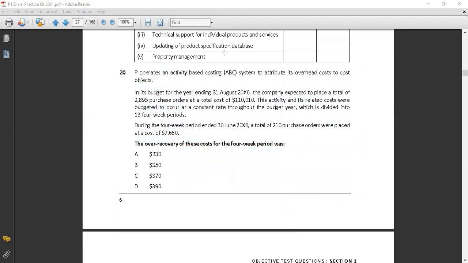Question number 20 says P operates an activity based costing system to attribute its overhead cost to cost objects. In its budget for the year ending 31st August 20x6, the company expected to place a total of 2,895 purchase orders at a cost of $110,010. This activity and its related costs were budgeted to occur at a constant rate throughout the budget year, which is divided into 13 4-week periods. During the 4-week period ended 30 June 20x6, a total of 210 purchase orders were placed at a cost of $7,650. The over recovery of these costs for the 4-week period was.